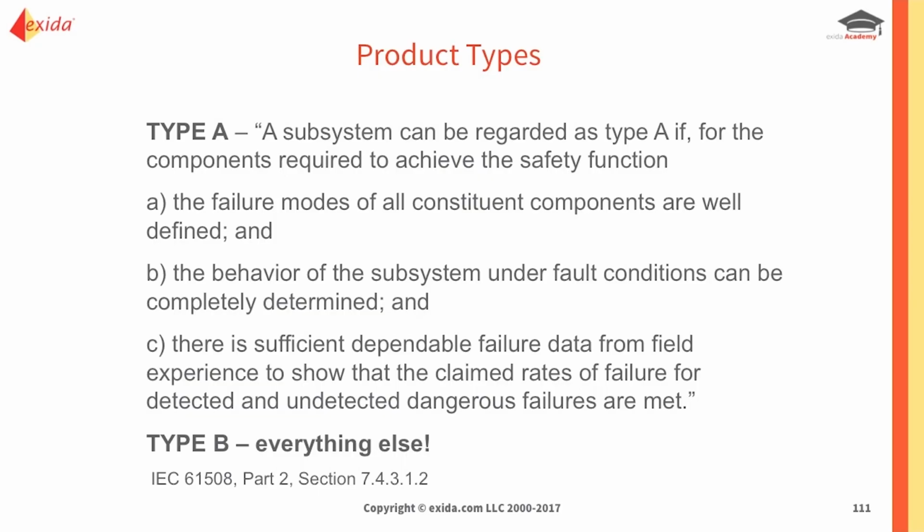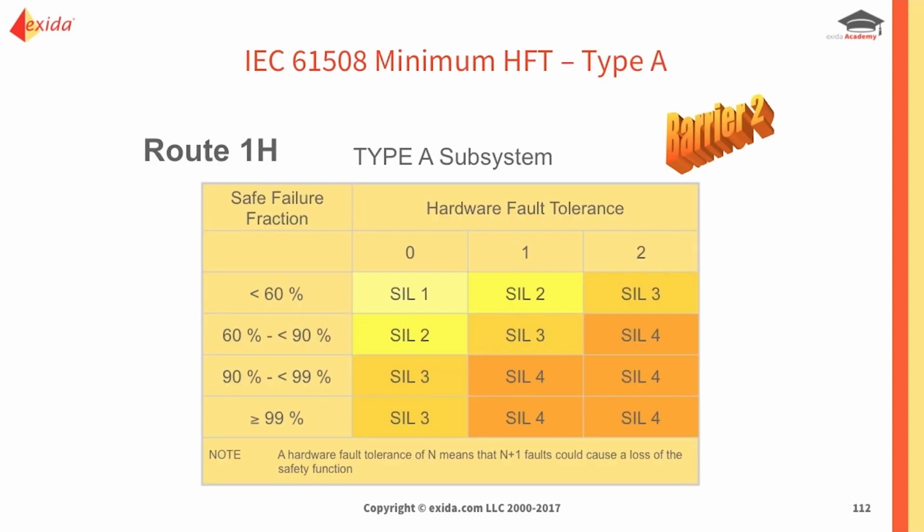61508 did define A and B components. Now, this is very logical. A has these characteristics. We understand how it fails. We understand the failure rates. The behavior is completely determined. There is sufficient dependable failure rate data. In other words, for an A, we have a strong case to depend on this failure rate data.